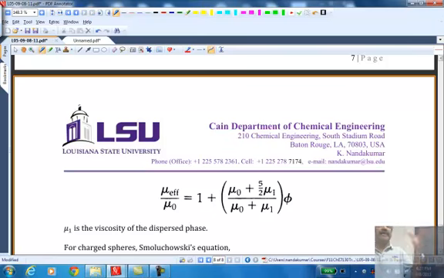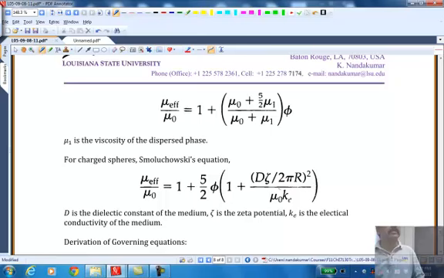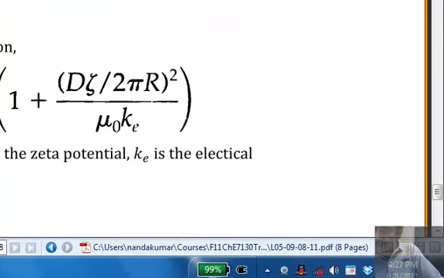Emulsion, for example, you have oil and water droplets. Then mu0 and mu1 are viscosities of these two fluids. The previous example was for fluid in a solid. And then you have charged particles. So all these things can be treated as an effective suspension. You can deal with an effective viscosity.